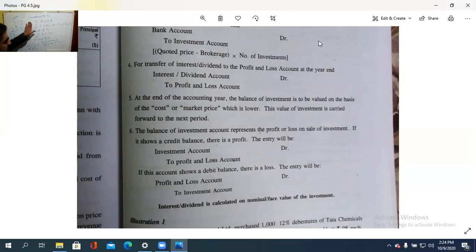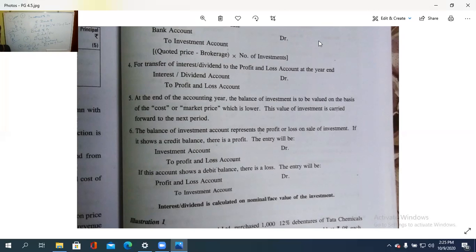Clear? So first of all, purchase value plus brokerage, that is to be multiplied with the number of investment at the time of the investment purchase, entry investment account debtor to bank. Second is, if we are receiving the purchased investment's interest or dividend, then it should be paid through bank. So bank account debtor to interest or dividend. Clear? Then after that, purchased investment is sold out, then opposite first entry, opposite bank account debtor to investment account, where the sale value is to be calculated as purchase price or quoted price minus brokerage into number of investment. Then the received interest or dividend that is to be transferred to the P&L account, then in such a case, interest or dividend debtor to profit and loss account. These four entries you need to keep in mind.